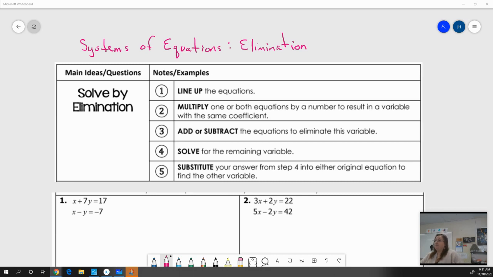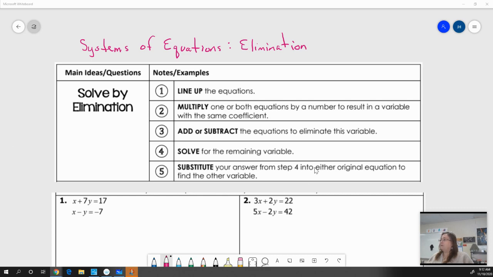And then we're going to find something to multiply each side by to be able to eliminate one of the variables, right? So that they have the same coefficient, but a different sign, so that when we add or subtract them from each other, one of the variables will disappear, and then we can solve for one variable. Solve for the remaining variable, and then substitute your answer from step 4 into the original equation to find the other variable. Now, I know that's a lot of words until you actually see it in practice.